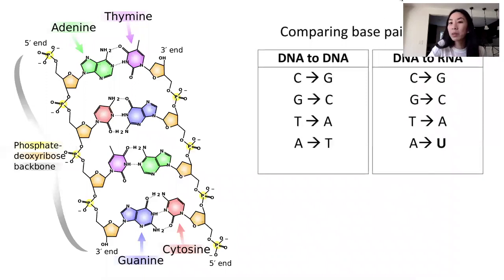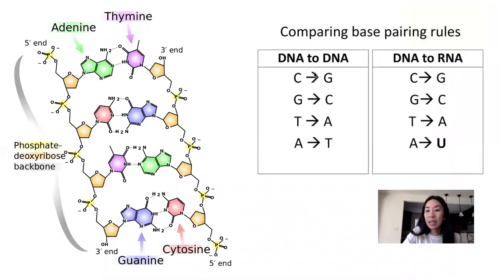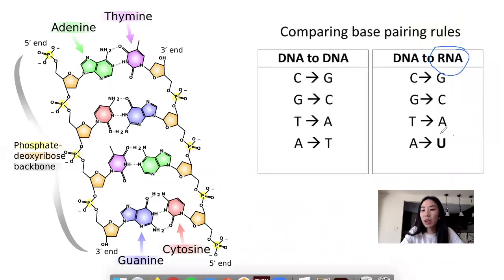So the base pairing rules from DNA to DNA is C and G always match up, and A and T always match up. Now, later on, we'll talk about DNA to RNA. The one difference between DNA and RNA is RNA doesn't have T's. So instead of adenine pairing up with a thymine, it would pair up with a U, uracil.